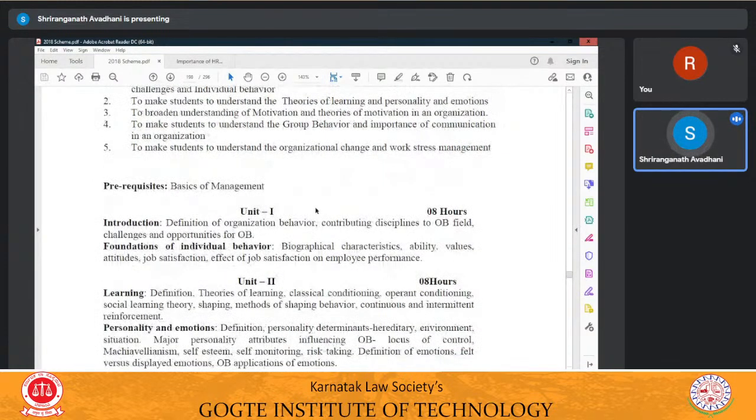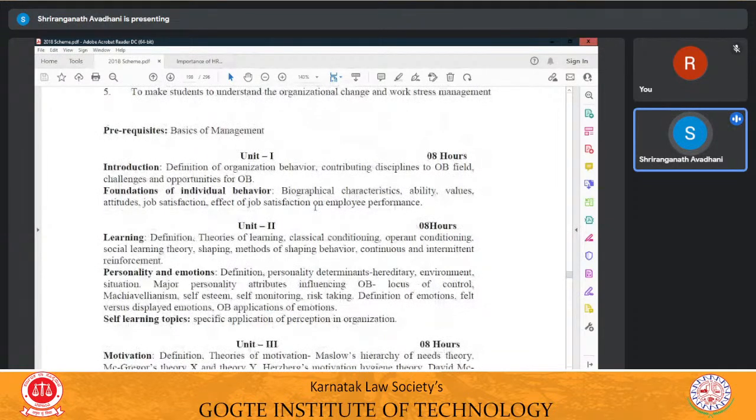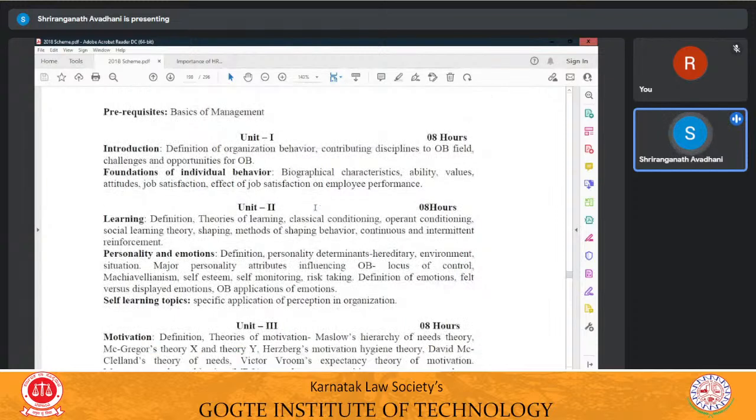There are 5 units as usual. The prerequisite is our basics of management, which you have studied in your earlier semesters. Unit 1, the introduction to organizational behavior. What are the disciplines which contribute to organizational behavior? What are the challenges and opportunities for a field like organizational behavior?